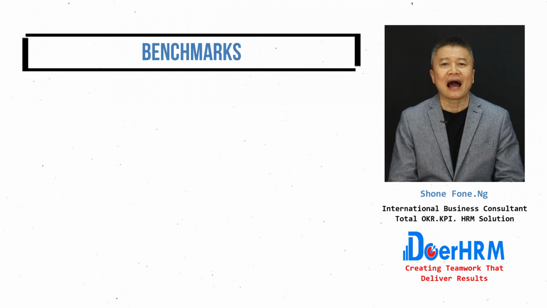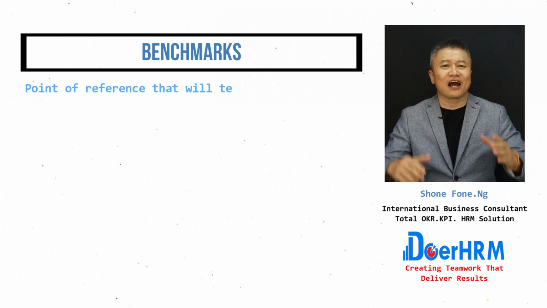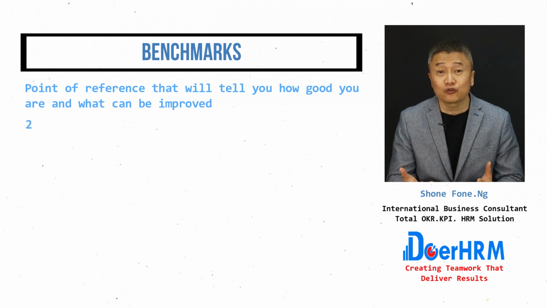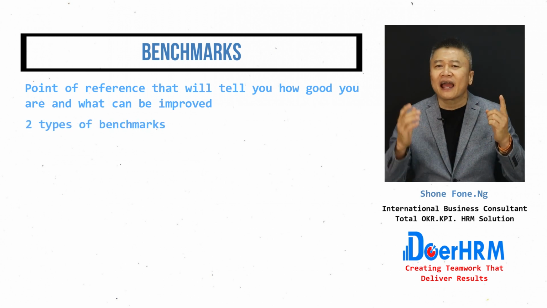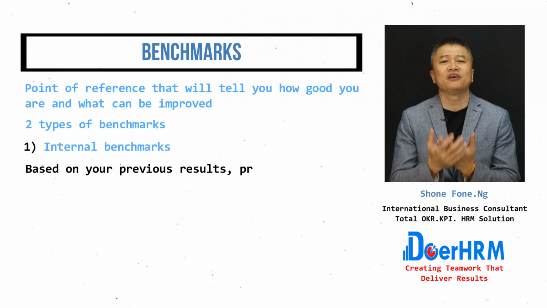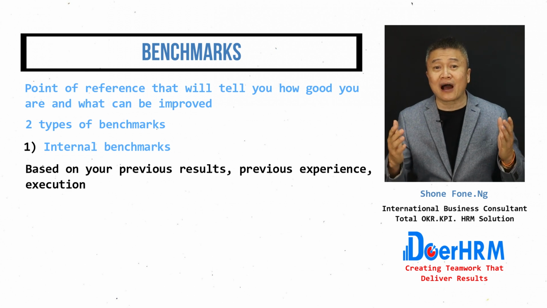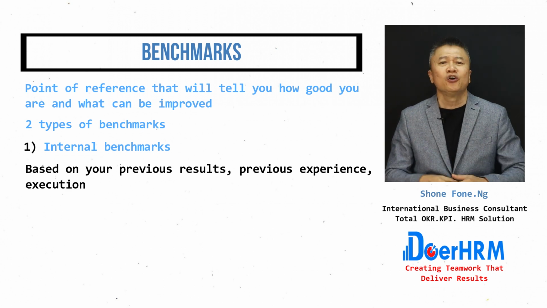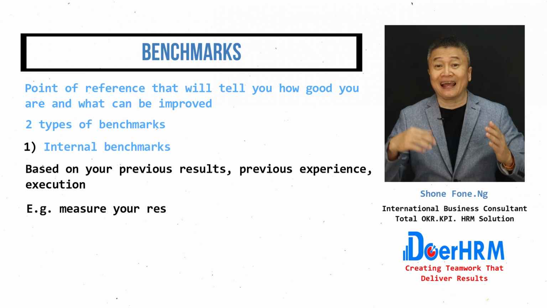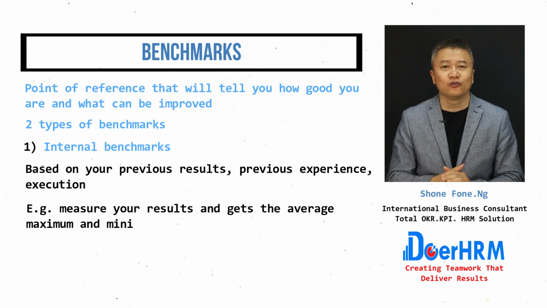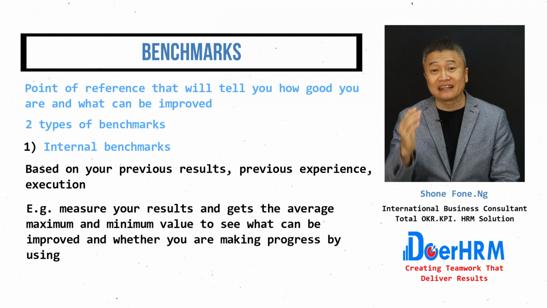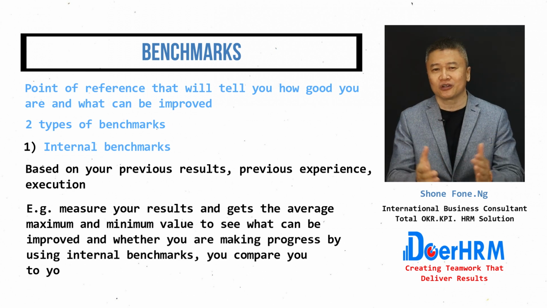Now, benchmarks are points of reference that will tell you how good you are and what can be improved. We can talk about 2 types of benchmarks, internal and external. The internal ones are based on your previous results, previous experience and execution, and therefore are very reliable and comparable. You can have an internal benchmark for almost everything. Measure your result and get the average, maximum and minimum value to see what can be improved and whether you are making progress. By using an internal benchmark, you compare yourself to yourself.